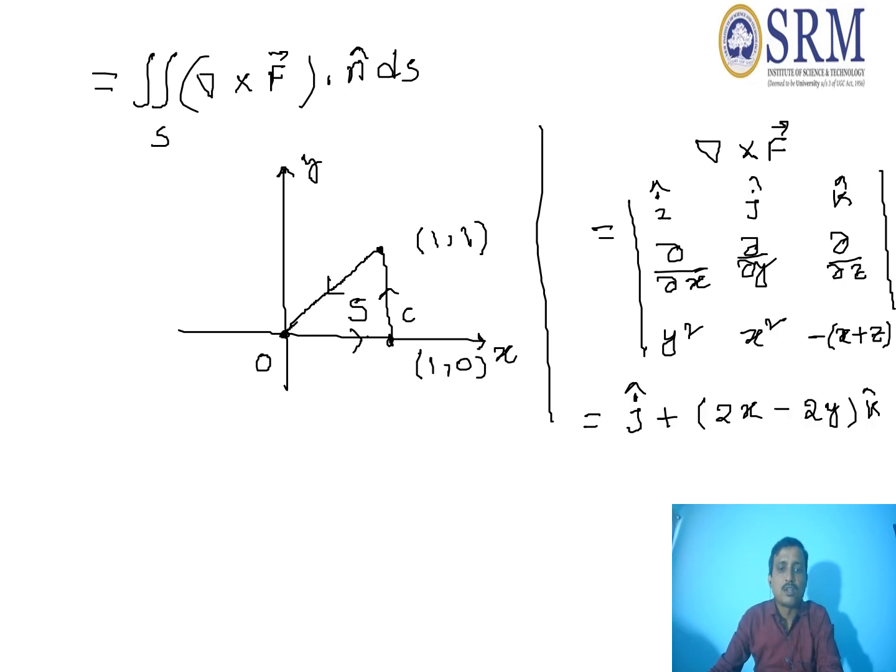Okay, so now what about z? z is basically equal to 0. So then what is dz? dz also will be equal to 0. These things you identify to evaluate this surface integration.